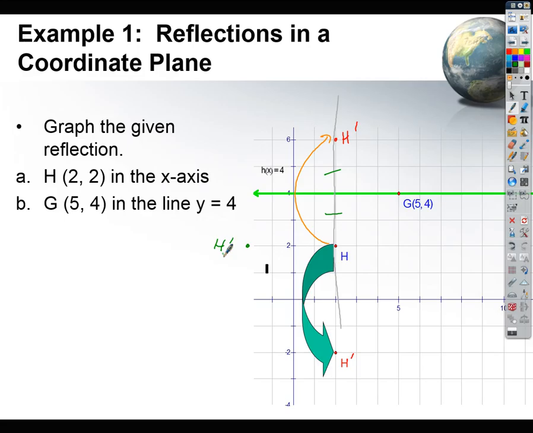If you go over a curved line? You can't. Nope, you can't. Reflections can only occur over something that's linear and therefore straight.